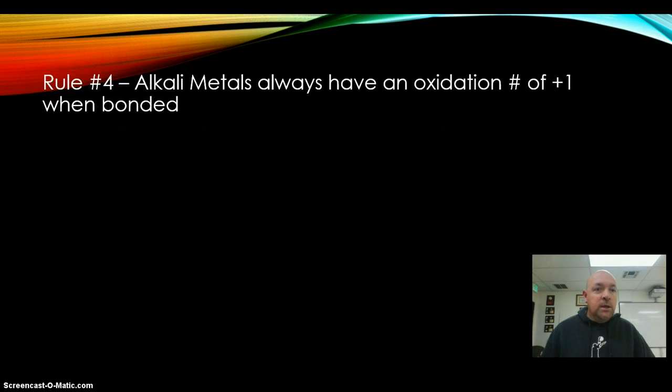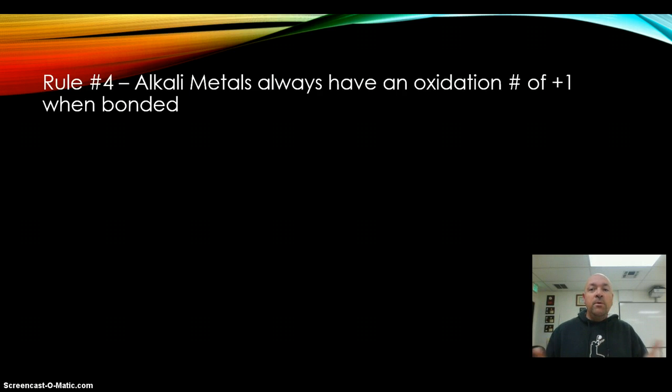Rule number 4 deals with alkali metals, and that's what a lot of these rules do: they deal with a specific element or an entire family or group of elements, and they tell us these are always this way. Again, a reminder, these rules are not in any particular order, so whether it's rule 4 or 5 or 20 doesn't matter. The alkali metals, that first family on the periodic table, have an oxidation number of +1 when bonded. And they are always bonded to something, so that's not really an issue.